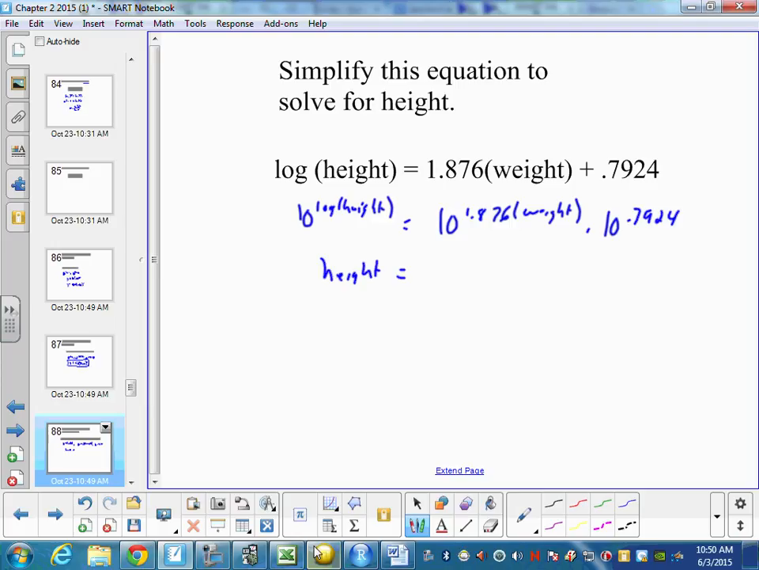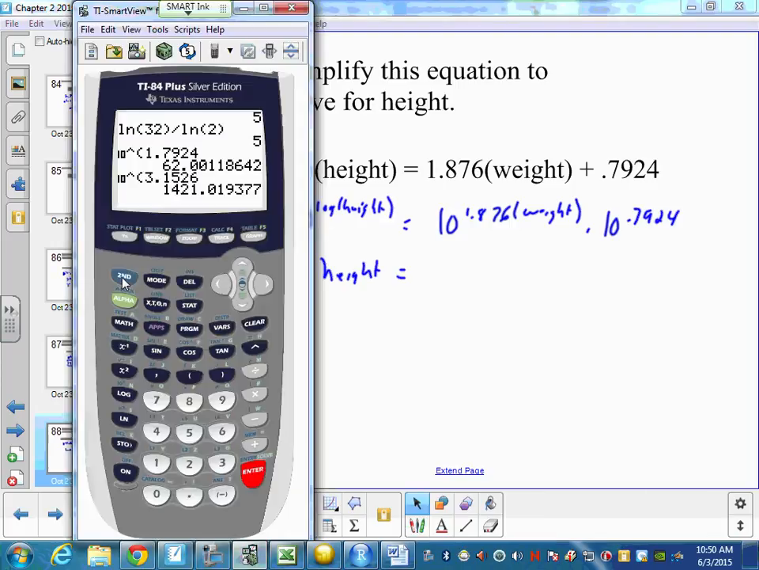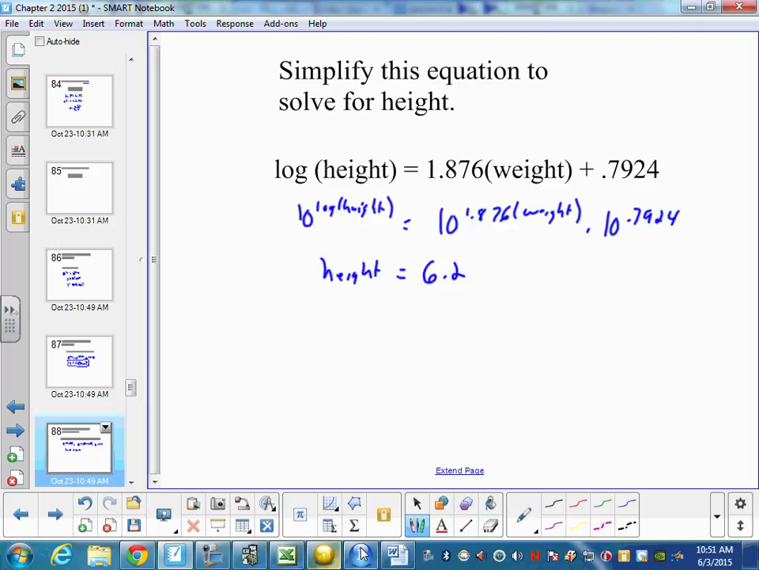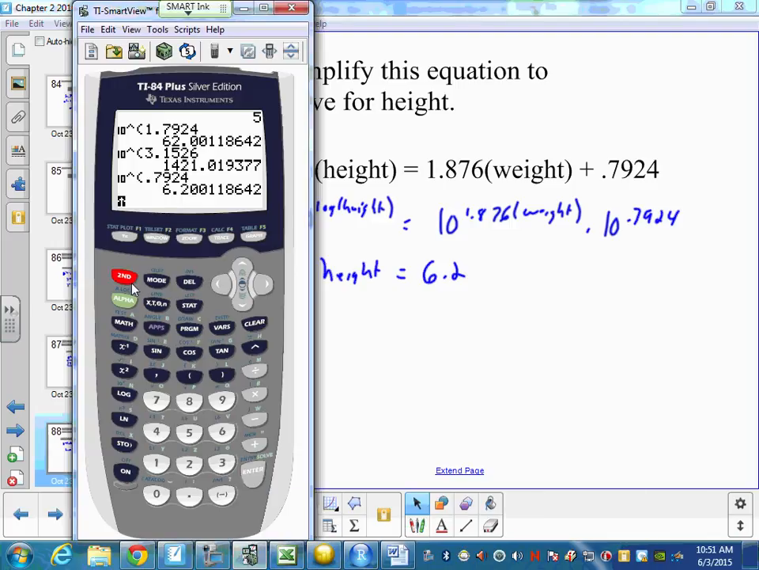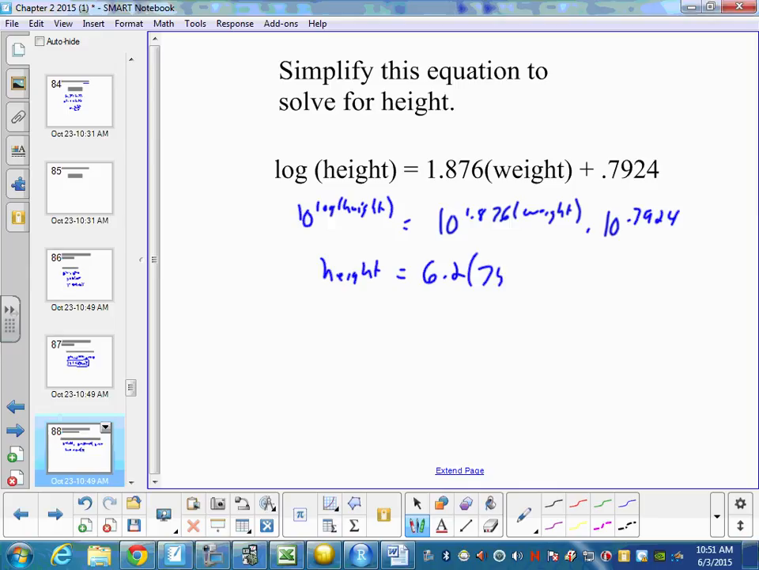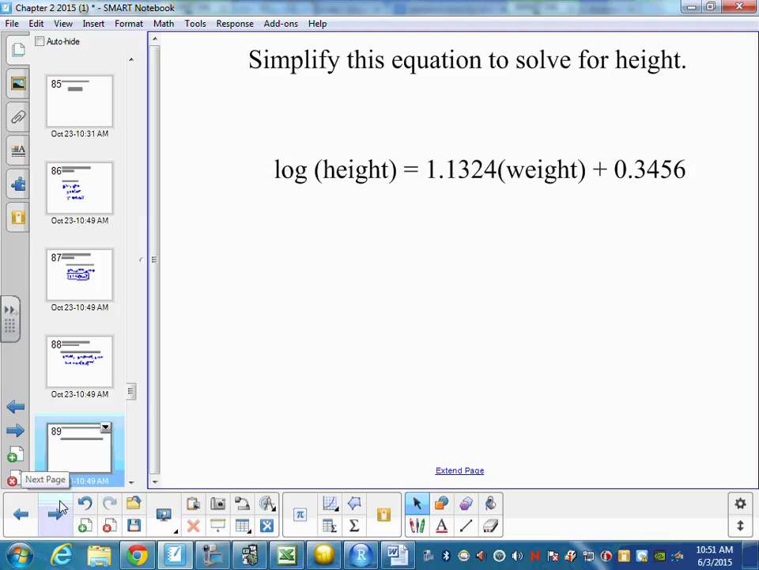This I like to write first because it's the actual number. So I'll go 10 to the 0.7924. That's 6.2. And this other one is 10 to the 1.876. That's 75.2, the weight. All right. I think we're good with that.